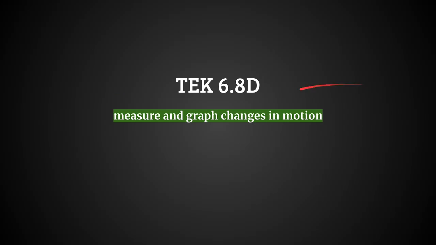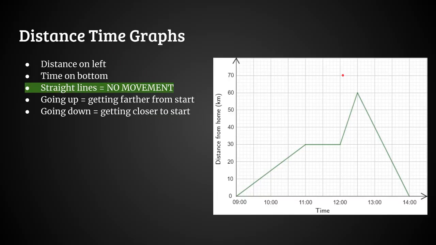Moving on, TEAC 6.8D, measure and graph changes in motion. So this is going to be our distance time graphs and other graphs. On here, your distance is on the left, time is on the bottom. Straight lines mean no movement. So we see here that their distance is not changing. If it were changing, it'd either be going up or down, but it's not. It is staying exactly the same over time, which means that they are not moving.